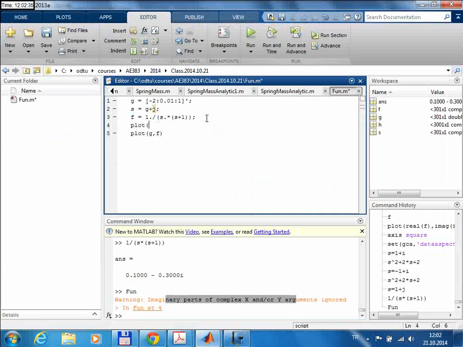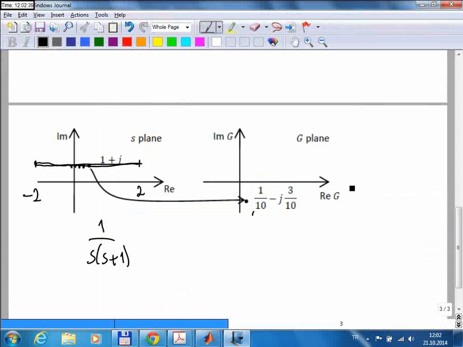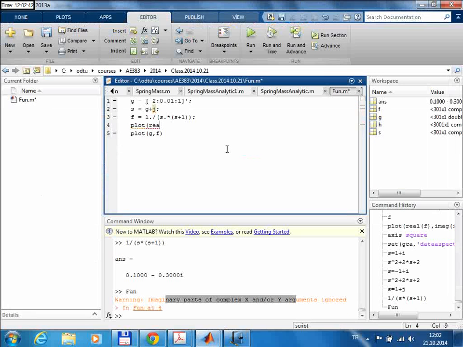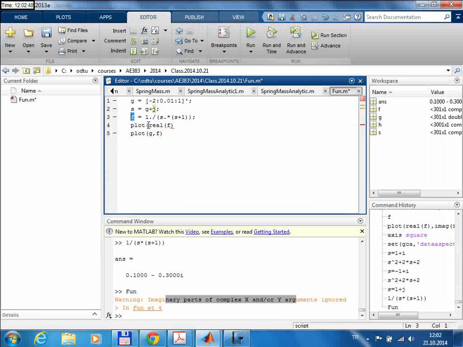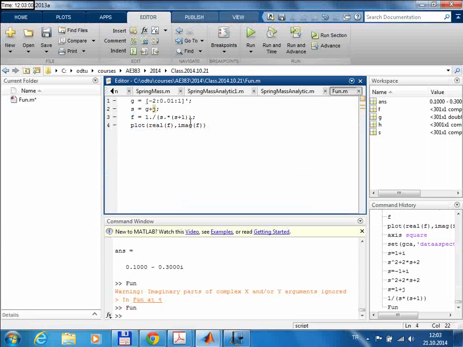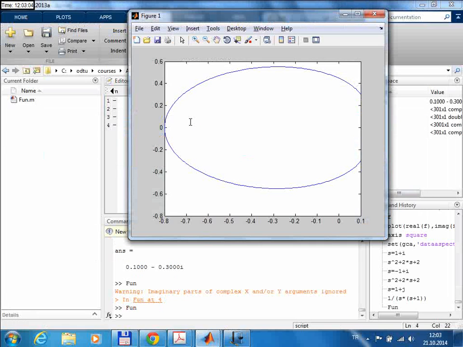So I should have done plot. The horizontal axis should be the real values, so I can write real f. I know that f is a vector of complex numbers. So on the horizontal axis, there should be the real values of that vector, and on the vertical axis, there should be the imaginary values, or the imaginary components. Okay, so this is where it maps to.